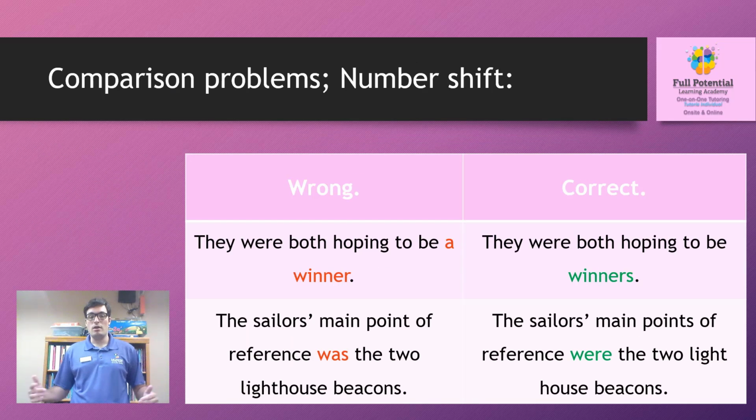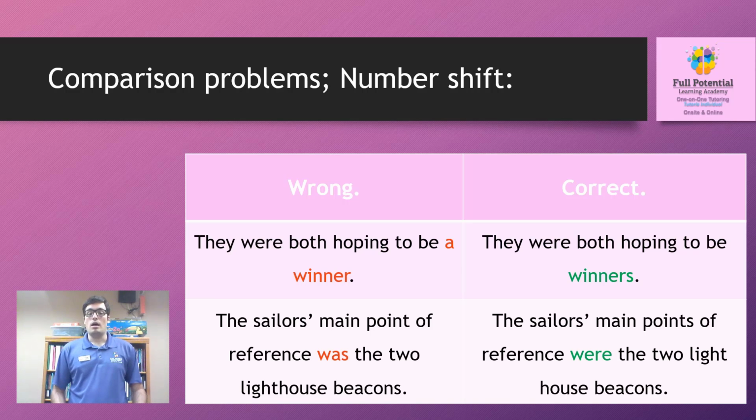We can also see comparison problems in what are known as number shifts. Number shifts are what happen when the subjects shift in number. With the examples right below, we can see that we need to fix number shifts in order to fix parallelism and make sure that there is no confusion reading the sentence.